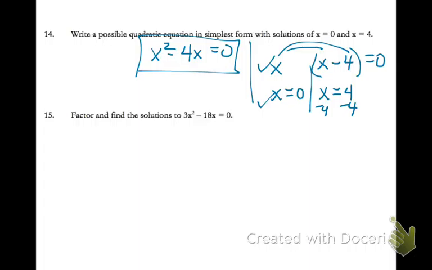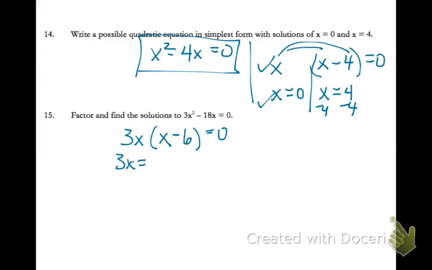We'll factor and find the solutions to 3x squared minus 18x. So I look for a number that'll divide into 3 and 18, and the biggest one, which is 3. I see if they have any variables in common, and they do, a single x. 3x squared divided by 3x will leave me with the single x. Negative 18x divided by 3x is negative 6 equals 0.